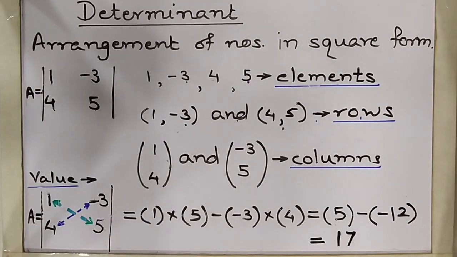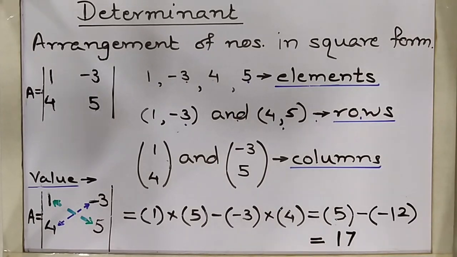Hello dear students, we have already seen two methods for solving linear equations in two variables. The first one is substitution method, the second one is elimination method. Today we are going to see the third method, which is determinant method or Cramer's rule.